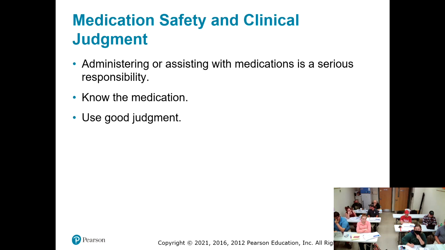Medication safety and clinical judgment. Administering or assisting with medications is a serious responsibility. So just because our protocol says we need to give this medication for this symptom, you're really giving a medication to have a specific effect. I'm not just going to give a drug because the textbook says I need to. I'm giving a drug because I'm looking for a specific outcome and effect. Because remember, each drug I give can have a side effect that I'm not looking for.